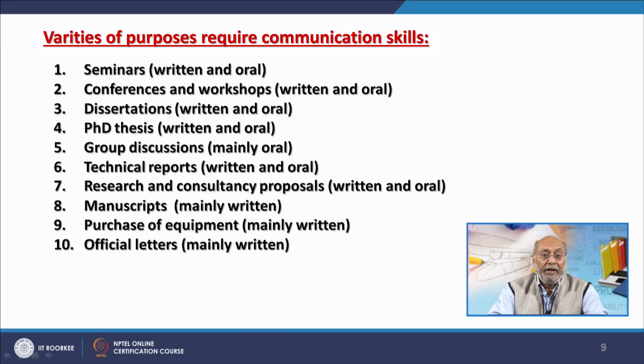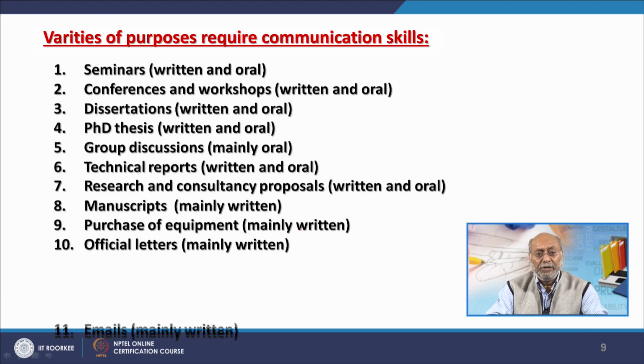Purchase of equipment: sometimes we have to purchase equipment. Especially when we are making technical specifications of equipment which we would like to buy for research or for the organization, for that procurement we have to be very precise. Otherwise, all kinds of proposals or quotations will come, and then it would be very challenging to decide which one to buy and which one not to buy. Because if you reject some proposals, quotations or tenders, then questions will be raised. There also one has to be very, very careful.